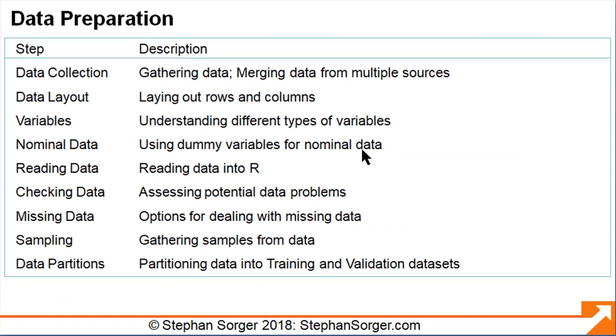Again, we use the partitions for supervised data analytics and data mining problems. In this video, we covered data collection, where we saw an example of gathering data from multiple sources. We then covered the data layout and the types of variables making up the data. We discussed how to use dummy variables to express nominal categorical data. We covered typical processes in R regarding data, including reading the data into R, assessing the data for potential problems, and addressing missing data, if any. We concluded the video by showing how to take samples of data and provide an example of sampling, in this case partitioning data into training and validation data sets for supervised learning.